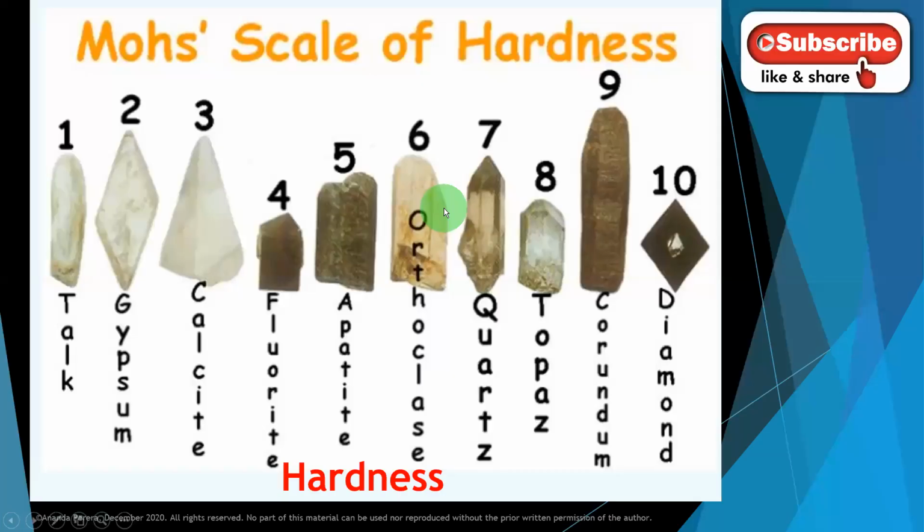Then on this scale, this is the Mohs scale of hardness. We can check the hardness of a stone with these numbers. Talc, gypsum is 2, calcite is 3 on the Mohs scale. Fluorite 4, apatite 5, orthoclase 6, quartz 7, topaz 8, corundum 9, and diamond 10. These are the hardness scales.